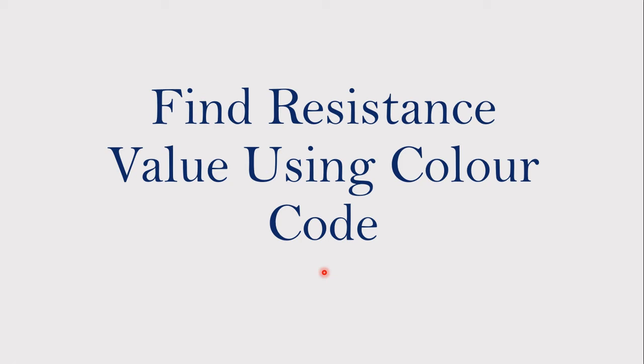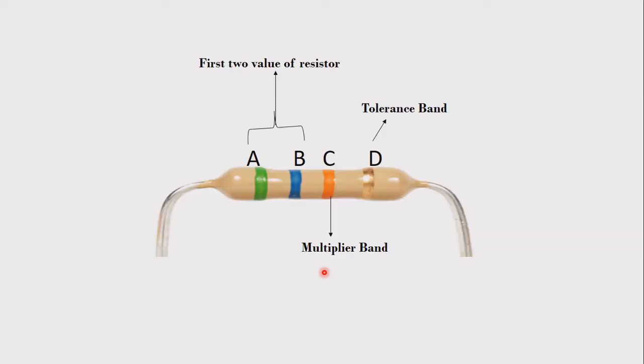Hello, today we are going to find the resistor value using the color code. Before starting, here I have a resistor with 4 color bands. It has 4 color bands: A, B, C and D. Each of these 4 letters represents a separate band of the resistor.